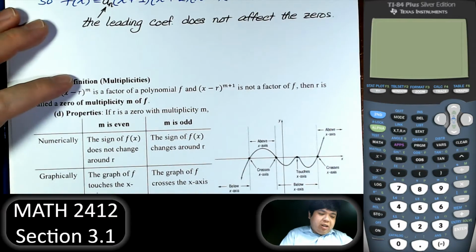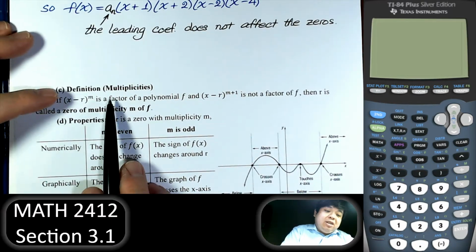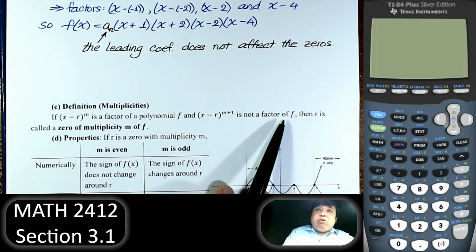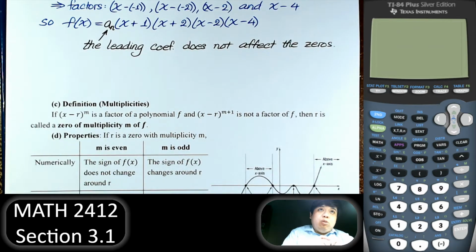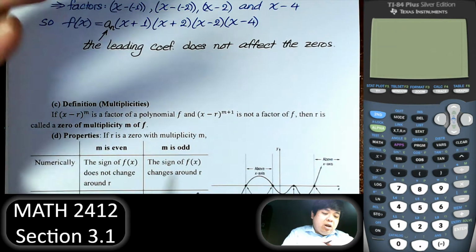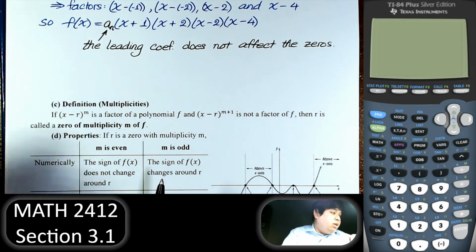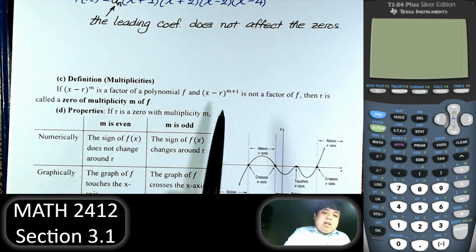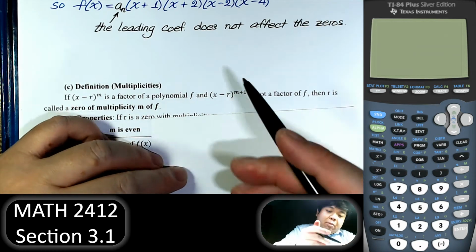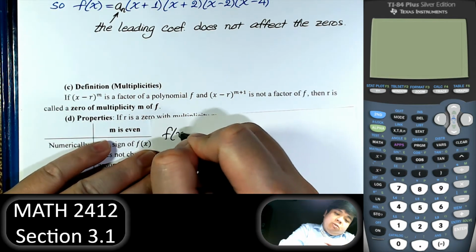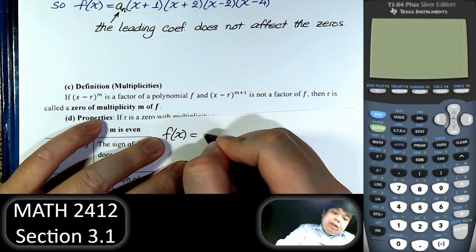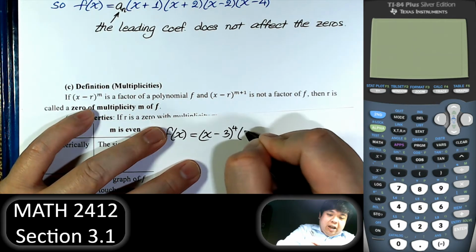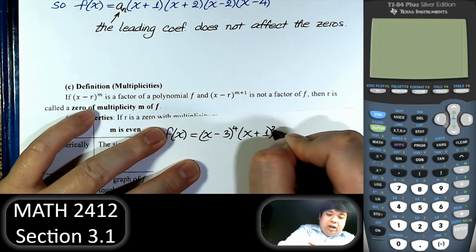Next, the multiplicity. If x minus r to the m is a factor of the polynomial, and x minus r to the m plus 1 is not a factor of f, then r is called a zero of multiplicity m of f of x. Then why do we have the business of x minus r to the m and x minus r to the m plus 1? So think about an example. Let's look at an example like this. X minus 3 to the 4th power, x plus 1 squared. Let's say we have that.